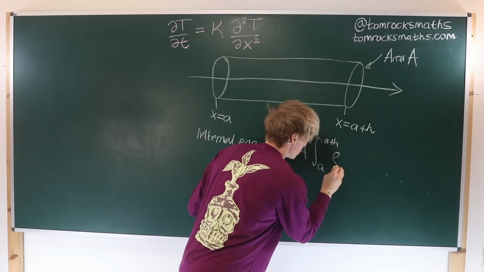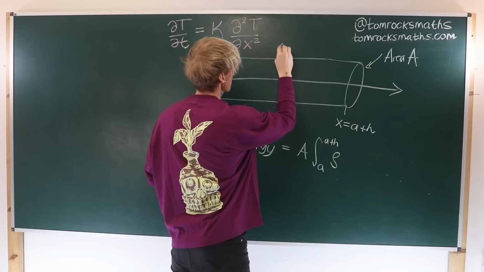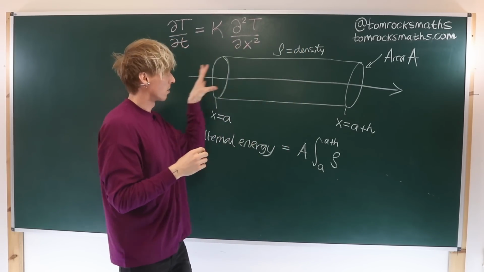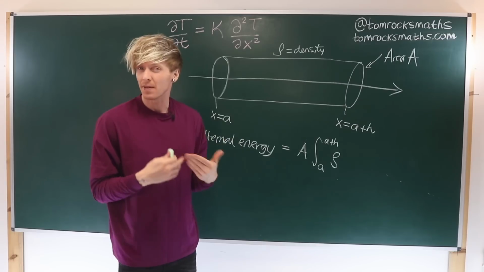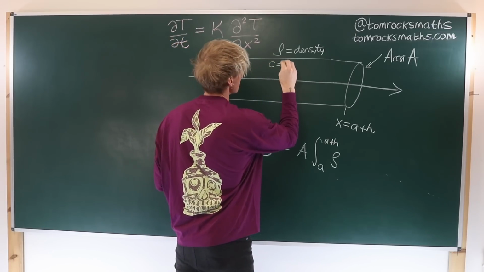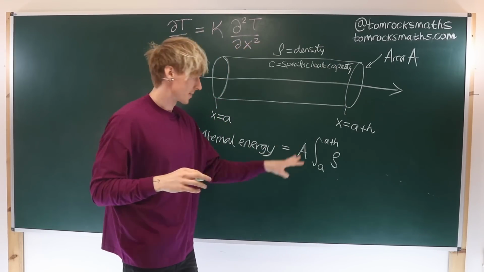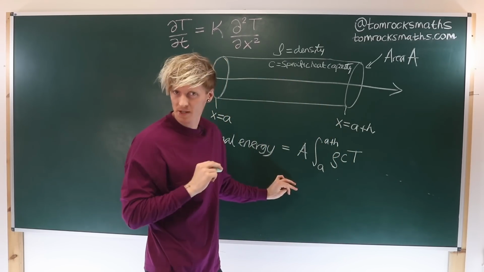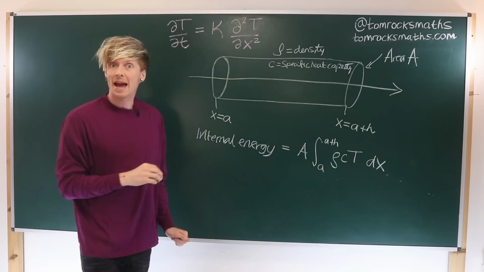So we have rho, where rho is the density of our material. And a second property of our rod or our conductive material that we're going to need is the specific heat capacity represented by C. So we'll also say C is the specific heat capacity. So the formula says the internal energy is rho C times the temperature T, which remember is what we're interested in, and then we integrate this with respect to x.